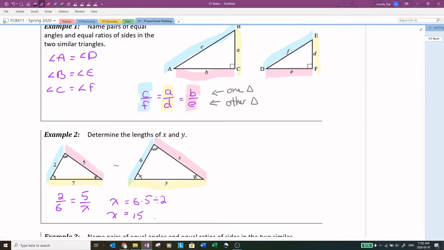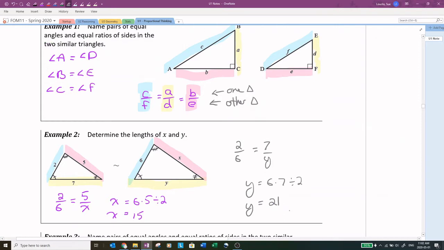Okay. And then I'm going to come over here and do the calculation for Y. I'm going to use my 2 over 6 again, and that equals 7 over Y. And Y equals 6 times 7 divided by 2. So Y equals 21. Okay.